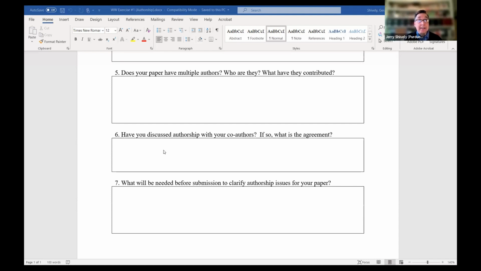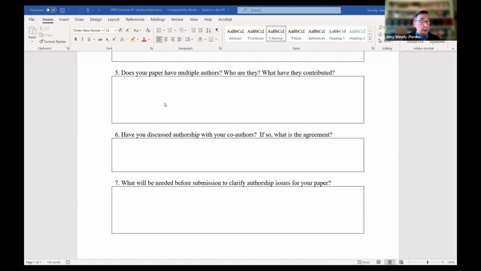And if you haven't discussed it, then what do you need to do before you submit your paper to clarify those authorship issues? Again, I think that most of the problems that I've seen and encountered in my career have been as a result of questions 6 and 7 not being discussed openly. They're very, very awkward conversations in some cases, but I can assure you that the conversations are less awkward at the start of the process than they are at the end.